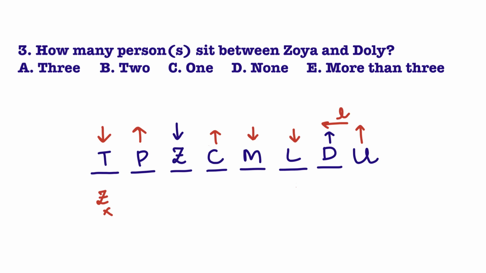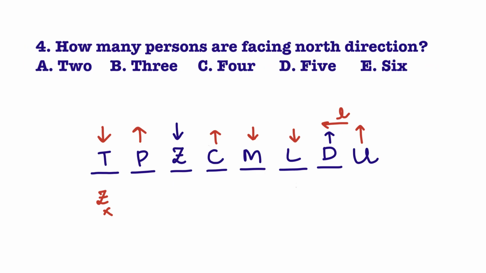This is a fairly simple question. How many people are between Zoya and Dolly? Between Zoya and Dolly we have 1, 2 and 3. So option A is the right answer. How many people are facing north? Okay, we have Pino facing north, Chaya and Dolly facing north. Anybody else? And Usha facing north. Yeah. So there are 4 people facing north.